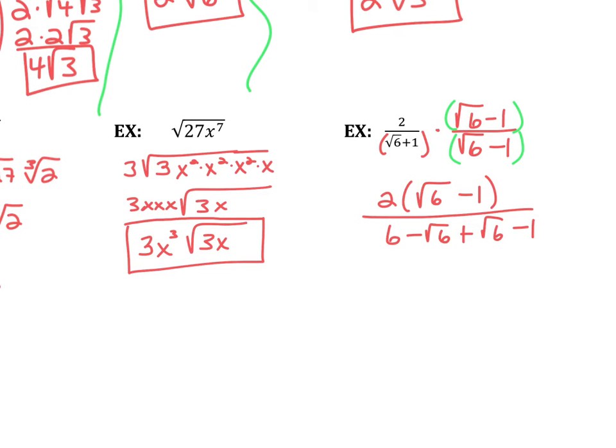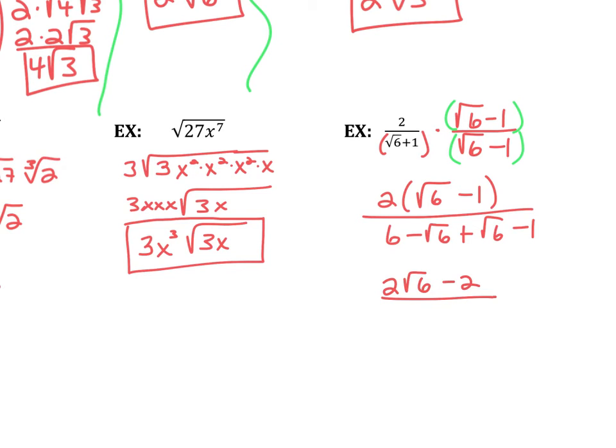If you have picked the correct conjugate and done your FOILing correctly, that is what should happen. You should get rid of the radical in your denominator for sure. All right, so the numerator will be 2 square root of 6 minus 2. I'll go ahead and distribute that now. If you distributed it earlier, that's fine also.